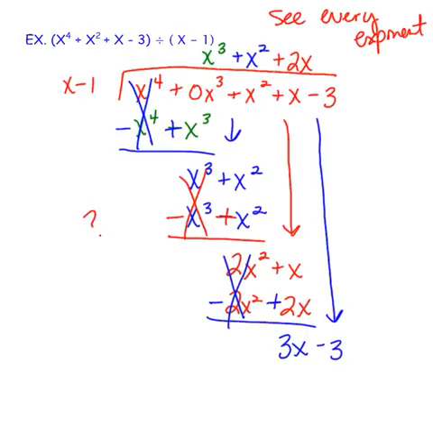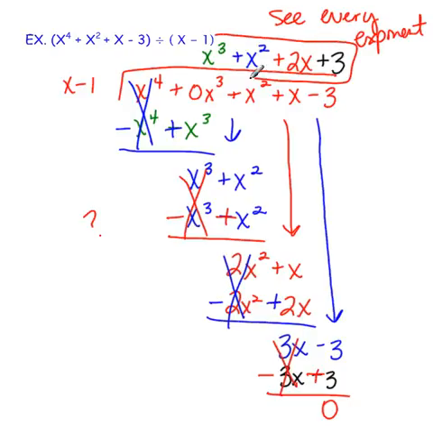Here we go. All I care about is the first term on the outside and the first term on the inside. X times what will give you positive 3x? Positive 3. Let's multiply. 3 times x is 3x. 3 times negative 1 is negative 3. Draw your line, change your signs, then combine. 3x and negative 3x go away. Negative 3 and positive 3, they diminish too, and we have no remainder.